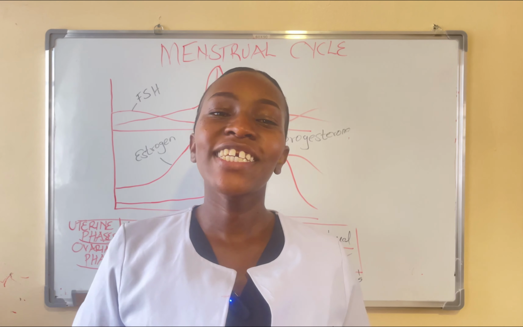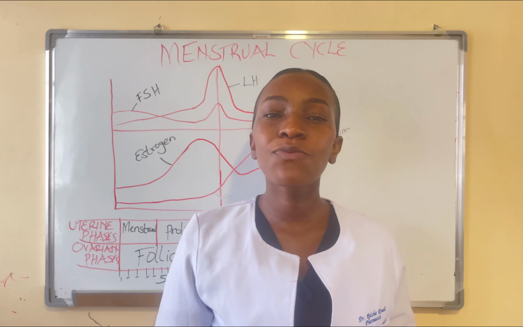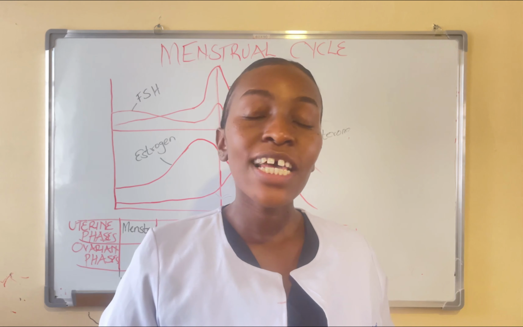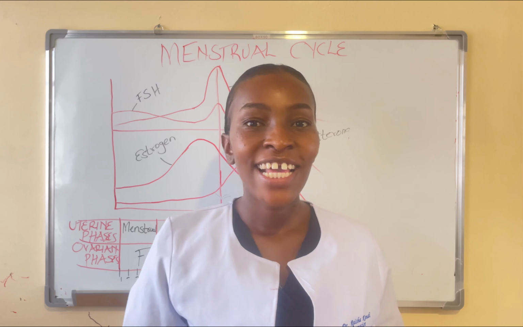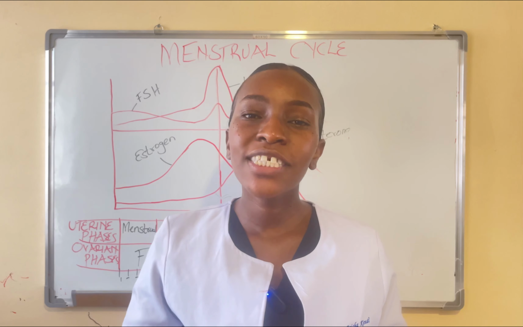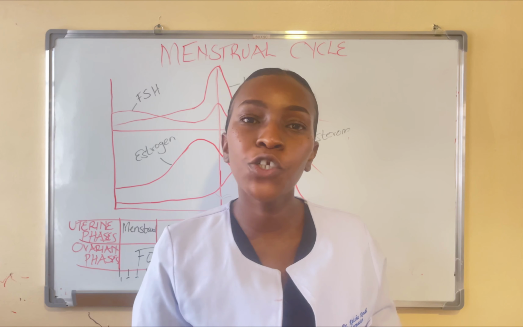What do you understand by the term menstrual cycle? If I ask some of you, what is your menstrual cycle? Some will say 2 days, others 4 days, others 7 days. The menstrual cycle does not mean the period through which you bleed.